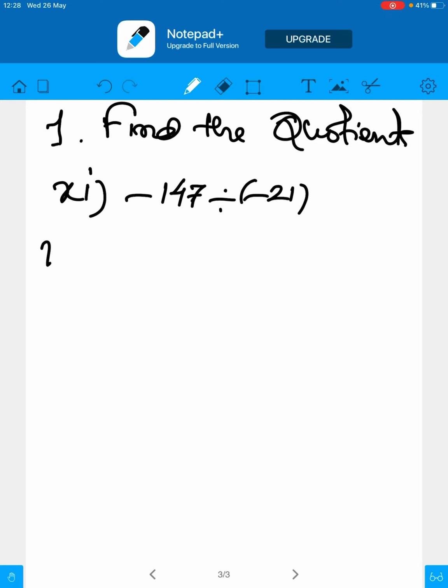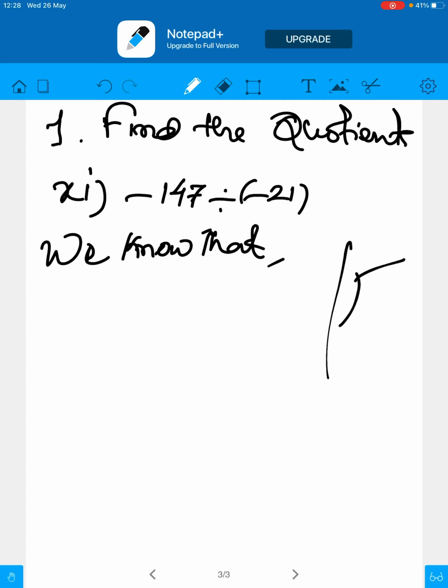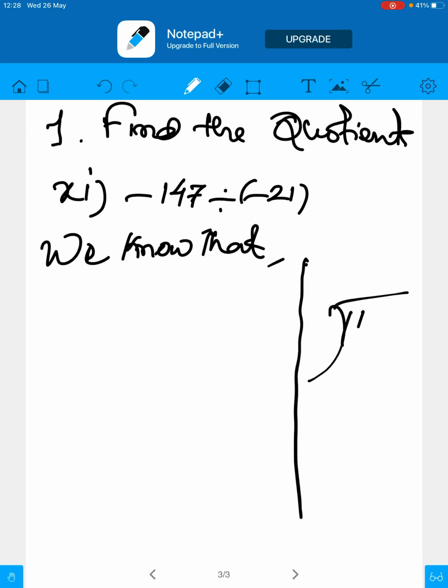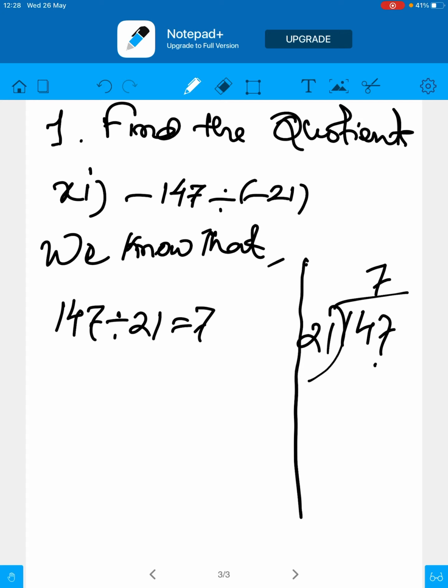Students, if this division is very difficult for you, you can draw a line and do the division on the side, in the rough work, whichever page you are doing. You can draw a line here like this, and there you do 147 divided by 21. I think the answer will be 7. Yes, we know that 147 divided by 21 is equal to 7, because 7 sevens are 49, 7 twos are 14, 147.